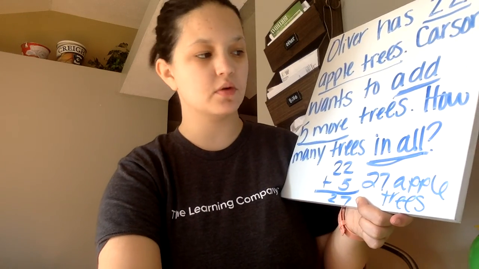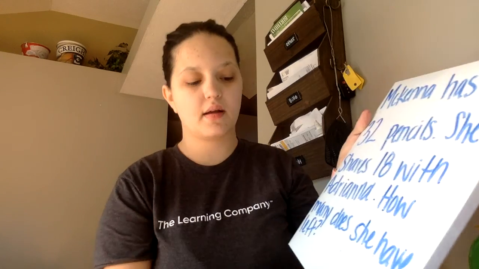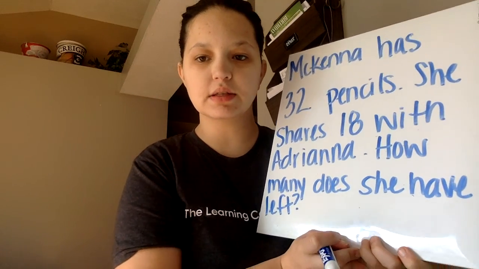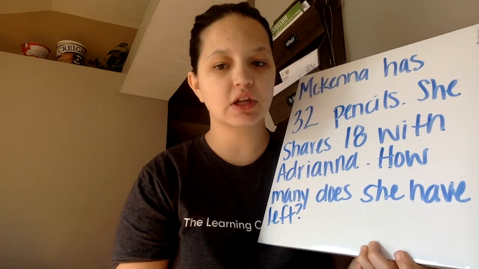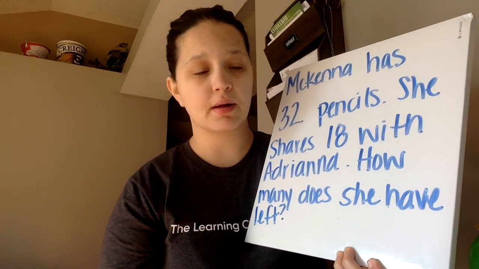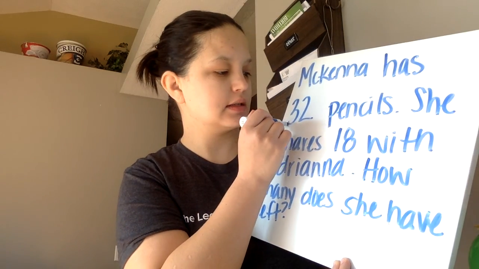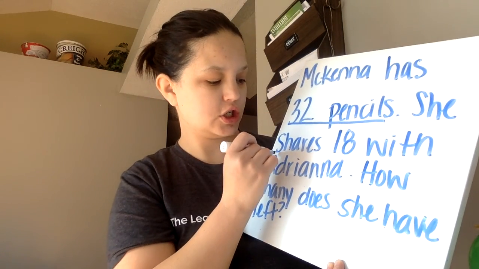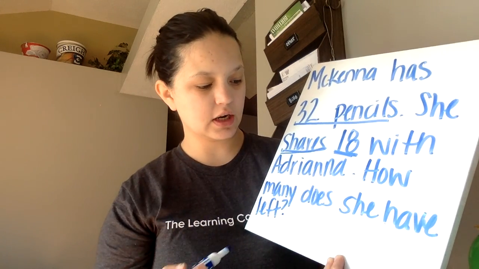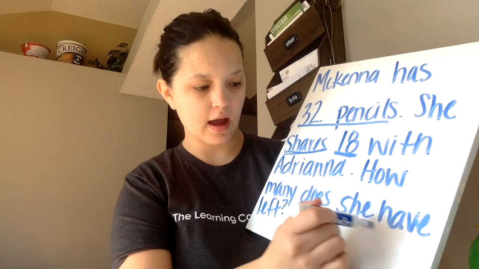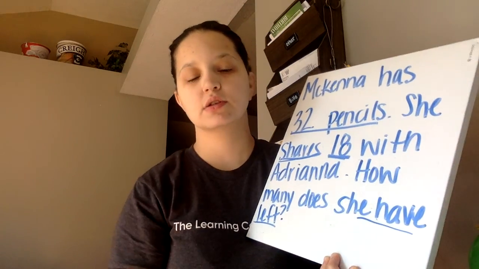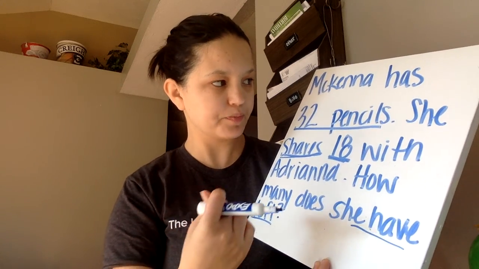Okay, we're going to do one more problem here. Alrighty, so we have this problem here. McKenna has 32 pencils. She shares 18 with Adriana. How many does she have left? So first we have to decide what type of problem it is. So she has 32 pencils. She shares 18 with Adriana. So how many does she have left? So she's sharing, she's giving, so that tells me it's a subtraction problem.